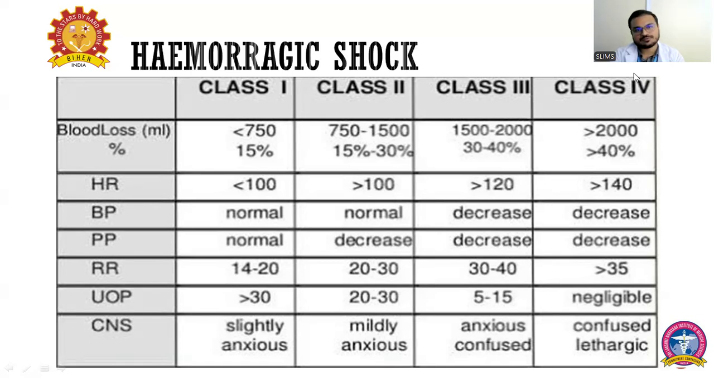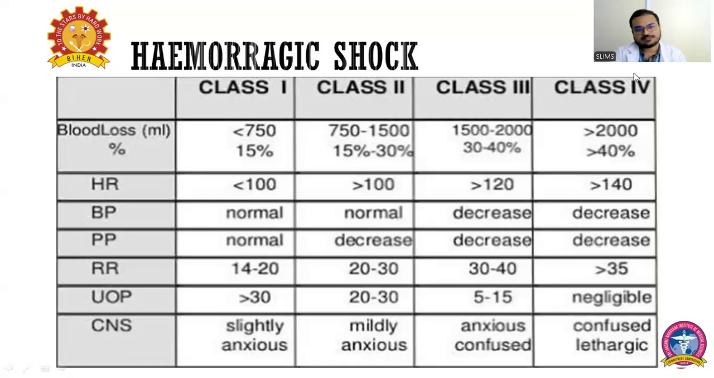Which loses up to 15% to 30% of the blood volume. Class 3 is 1500 ml to 2000 ml, that is 30 to 40% of the patient's blood. And class 4 is more than 2 liters, that is more than 40% of the blood is lost, and massive blood transfusion should be attempted immediately when the patient has these kinds of injuries.